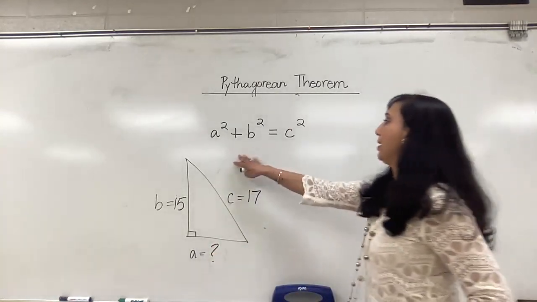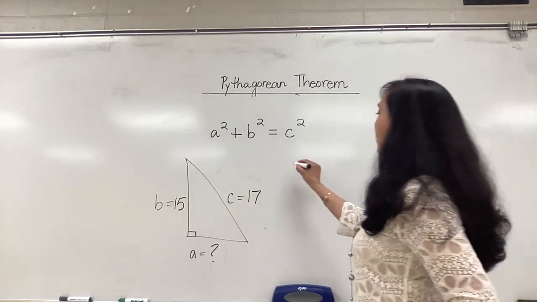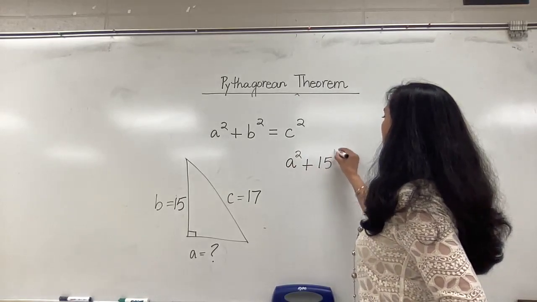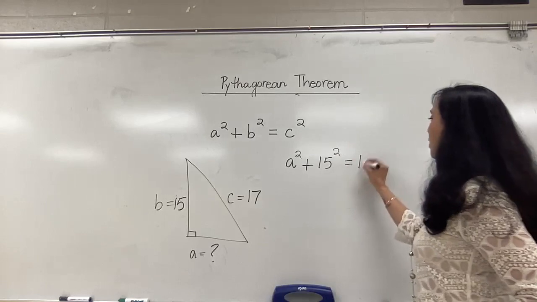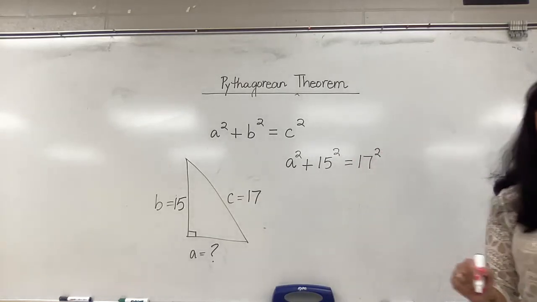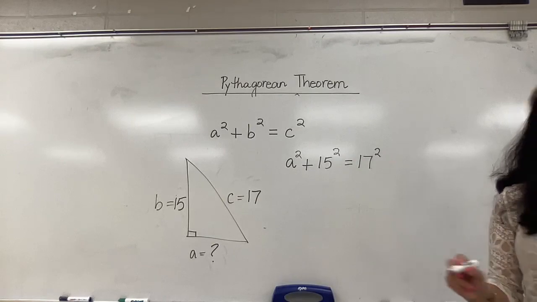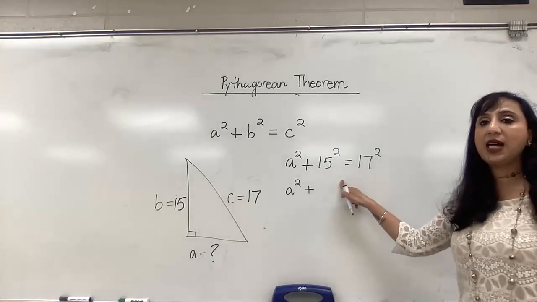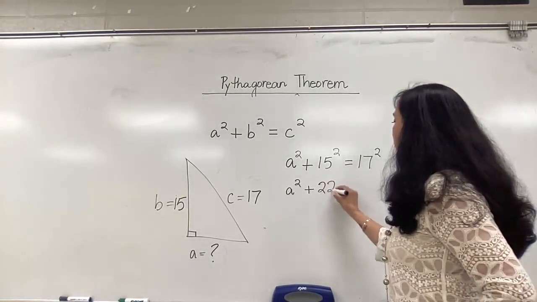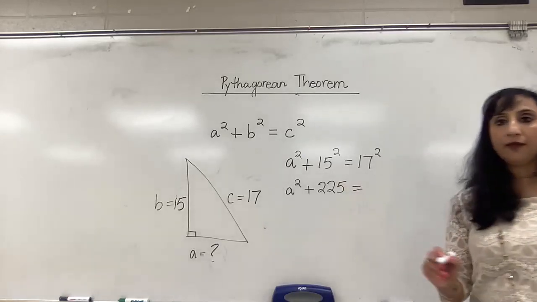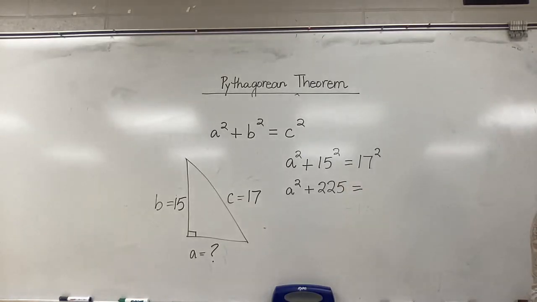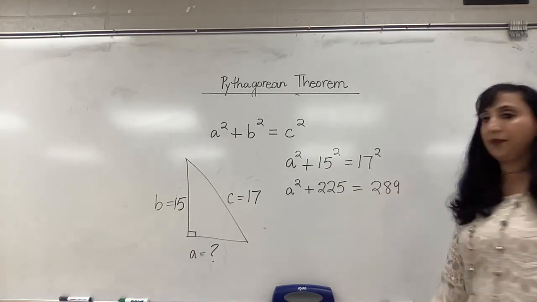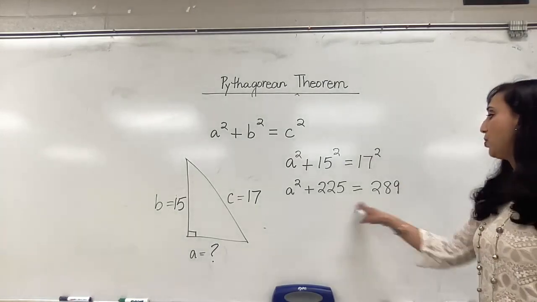Once again, substitute the values. I don't have a squared. I do have b, which is 15 squared. I do have c, which is 17 squared. So a squared plus 15 squared, 15 times 15 gives me 225, and 17 times 17 gives me 289. So we have these squares over here.